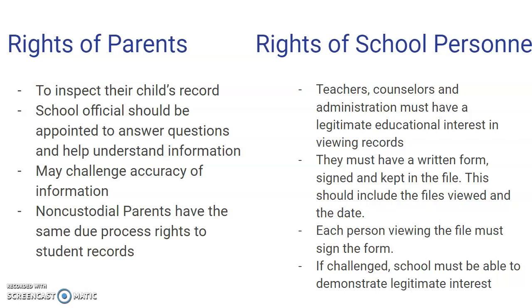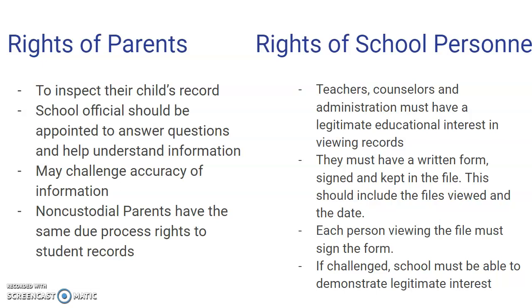Okay, the rights of parents for their child's record. The parents do have the right to inspect their child's record. School officials should be appointed to answer questions and help the parents understand any information that they need help with. The parents may challenge the accuracy of information, and if they do, the school should schedule a conference within a reasonable period of time, usually 10 days, to discuss information that may be deemed inaccurate or inappropriate or misleading.